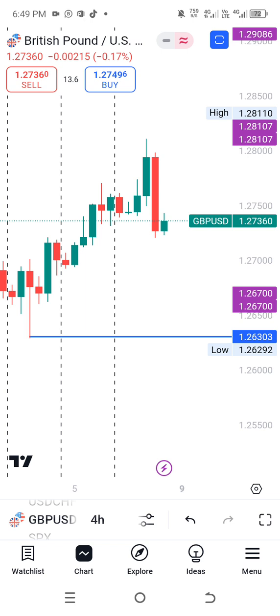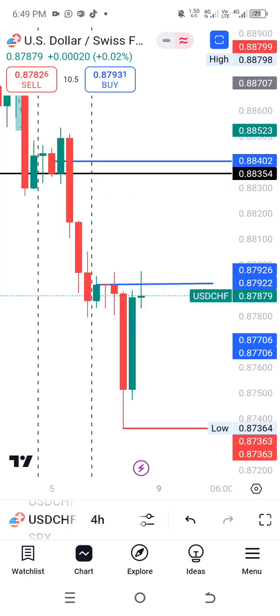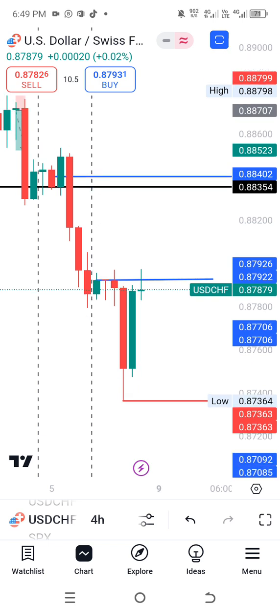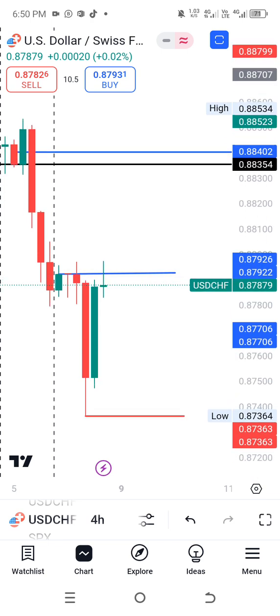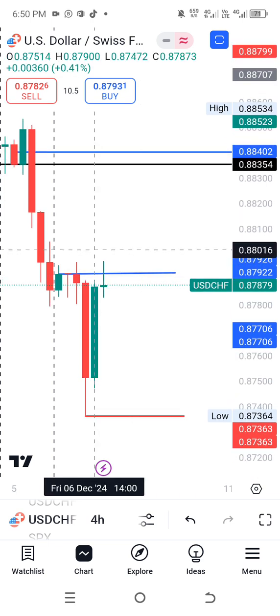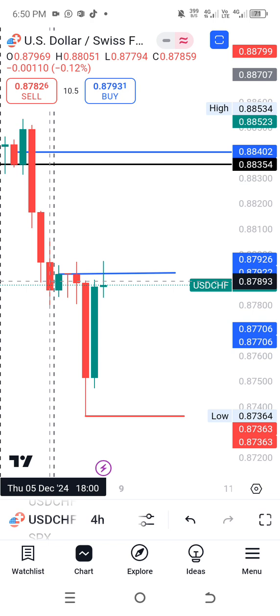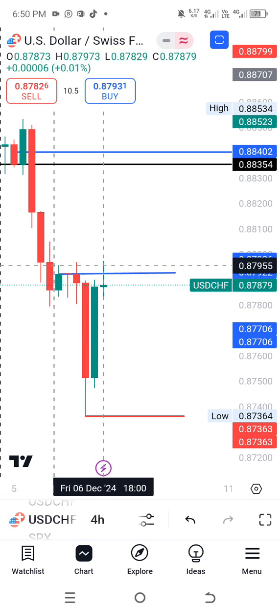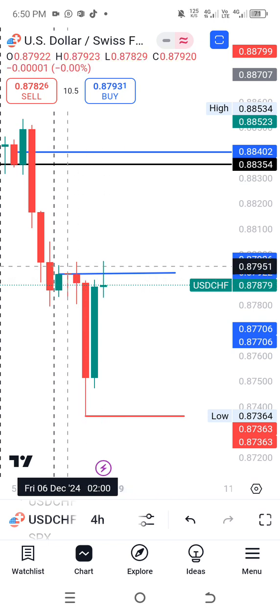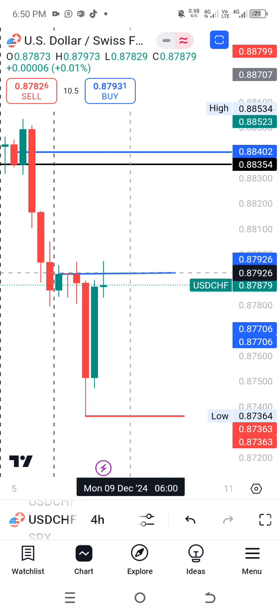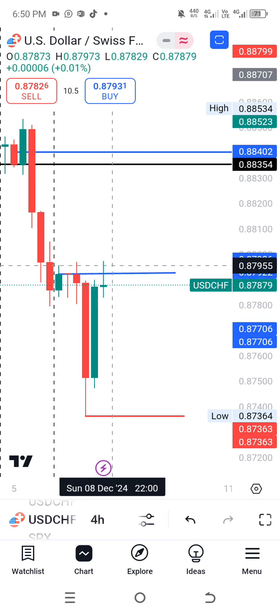So let me quickly show you EURJPY, or better still, let's check USDCHF first. So guys, this is USDCHF. What I'm looking at for USDCHF is this. Look at this now. If price should close above this marked zone, this block here, I will wait for price to retest it. Take note, the moment price closes above this marked line, you wait for price to retest it.